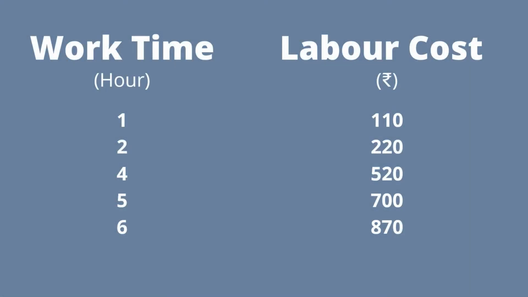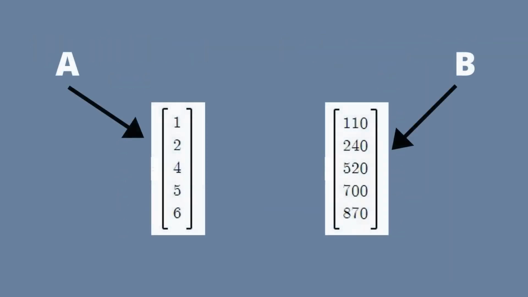For better understanding of the algorithm, let's take an example. Here is a typical training case consisting of work time and labor cost of a worker, which we will use in our algorithm to estimate the labor cost. First, we will start by arranging the training values in two matrices, A with the hours worked and B with the wages paid.